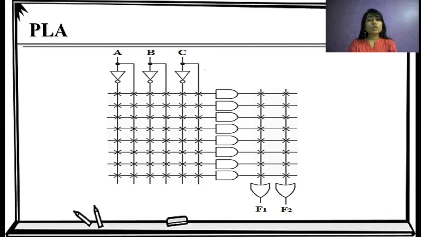have a product term. Now which product terms can be used in the sum? According to that, we have function F1 or F2. So this is how we can make connections for a programmable logic array. Again, here we have a programmable AND gate and programmable OR gate. That means according to our requirement, we can use any of the terms for the required Boolean function.